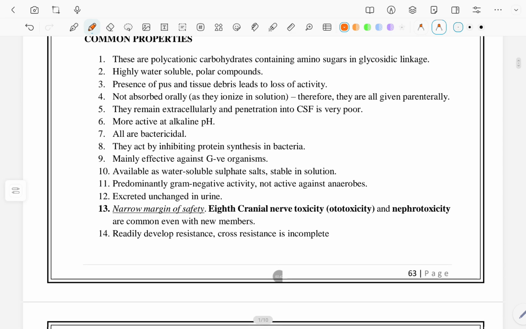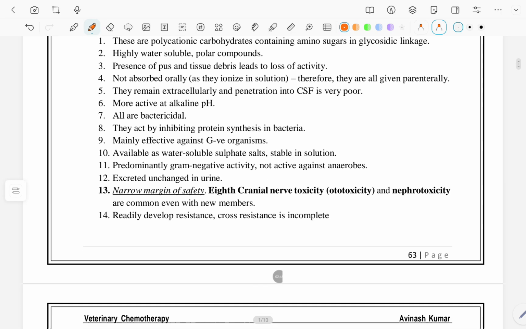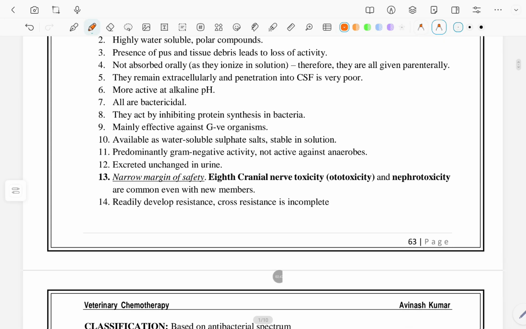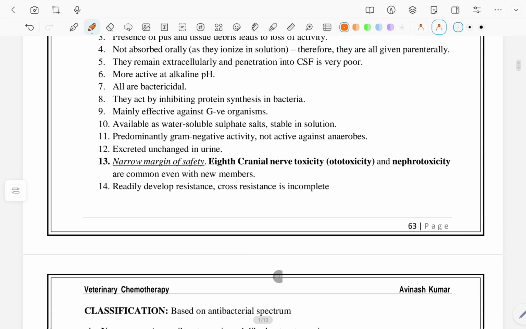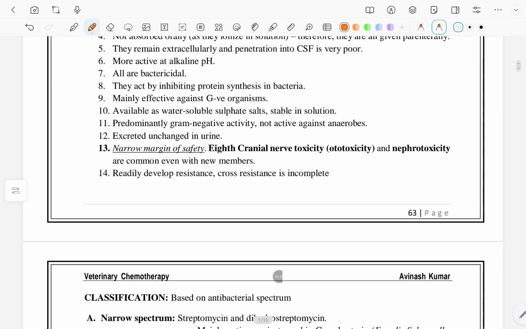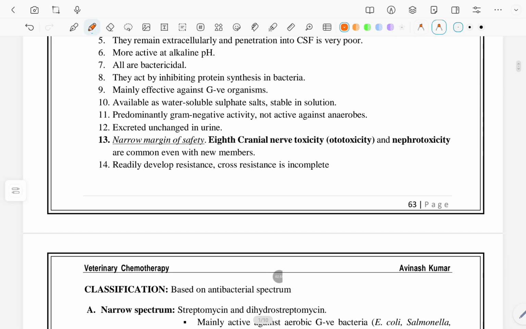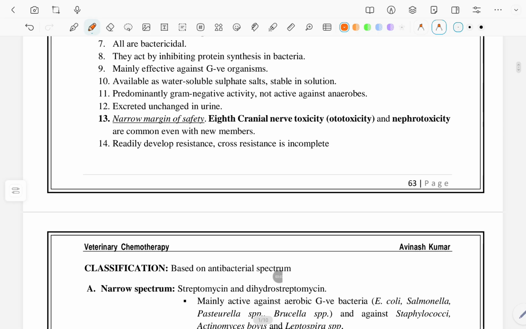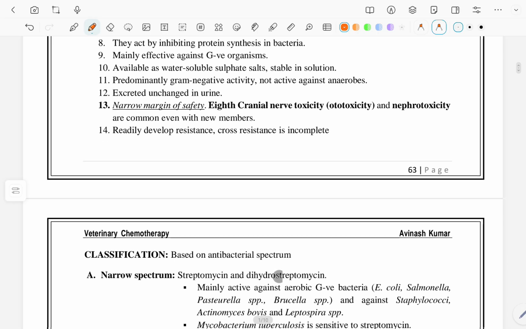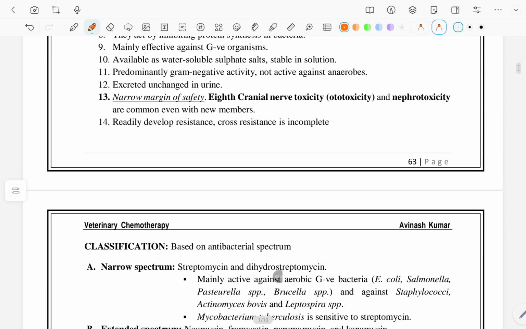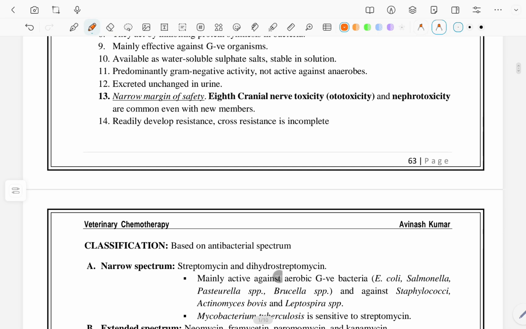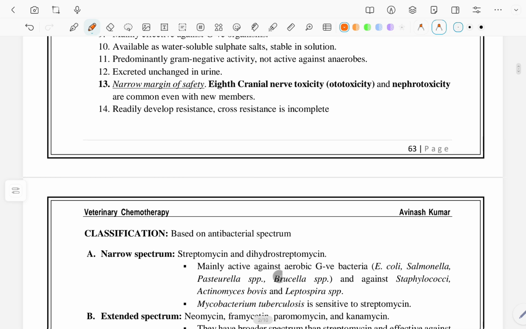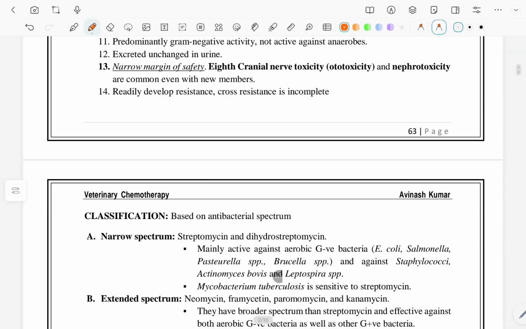All are bactericidal. They act by inhibiting protein synthesis in bacteria, mainly effective against gram-negative organisms, and are available as water-soluble sulfate salts, stable in solution. Predominantly gram-negative activity, not active against anaerobes. Excreted unchanged in urine. Narrow margin of safety. Eighth cranial nerve toxicity, ototoxicity, and nephrotoxicity are common even with newer members. Resistance develops readily; cross resistance is incomplete.